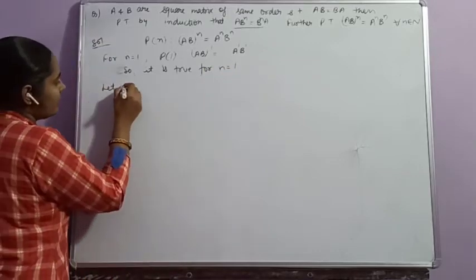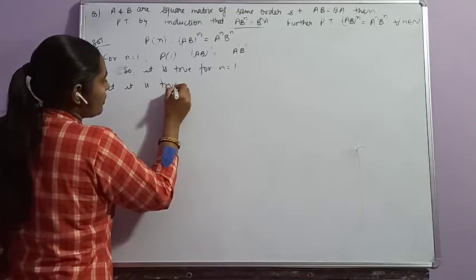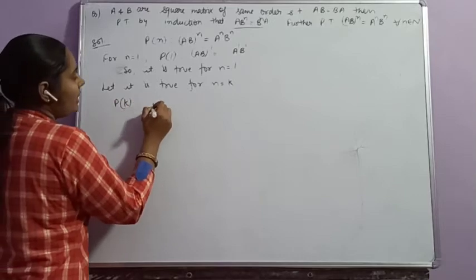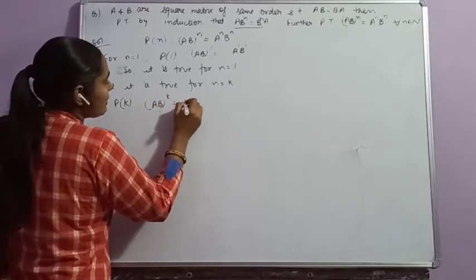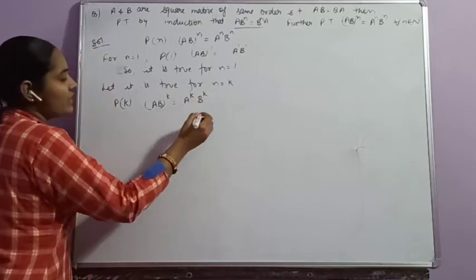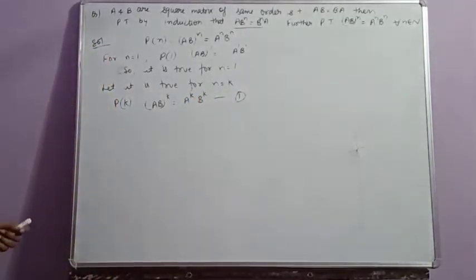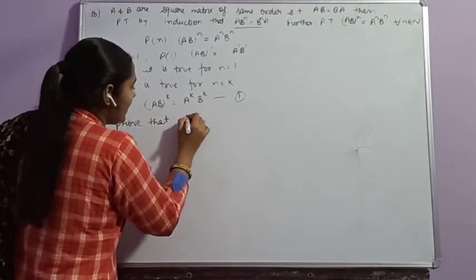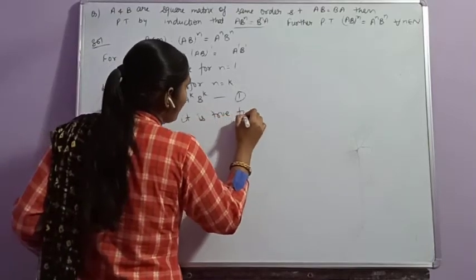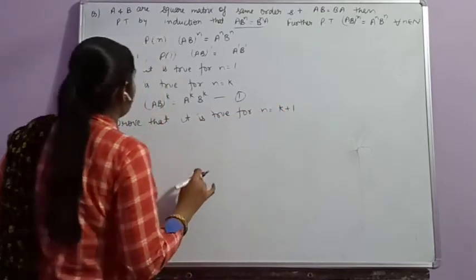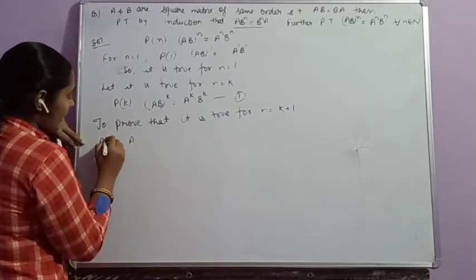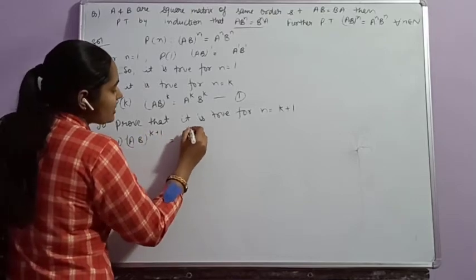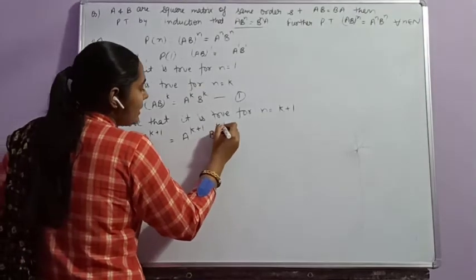Now let it be true for n is equal to k. And if it is true for n is equal to k, then Pk will be (AB) whole raised to the power k, that is equal to A raised to the power k into B raised to the power k. That is our first equation. Now we have to prove that it is true for n is equal to k plus 1. We put the value: Pk plus 1 will be (AB) whole raised to the power k plus 1 is equal to A raised to the power k plus 1 into B raised to the power k plus 1.